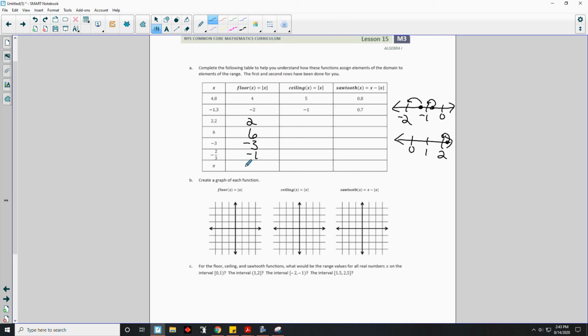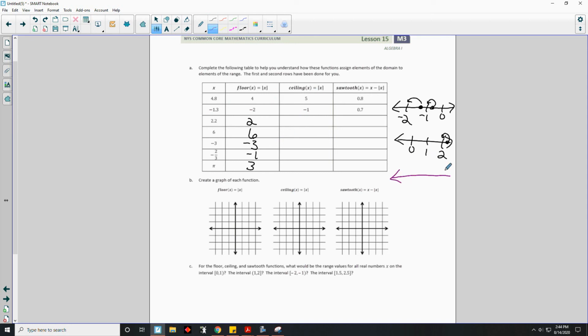Pi is 3.14. Move to the left. What's the first integer to the left of 3.14? 3. Okay, so then we're going to go to the ceiling, and all that means is round up. So we're moving 1 unit to the right now.